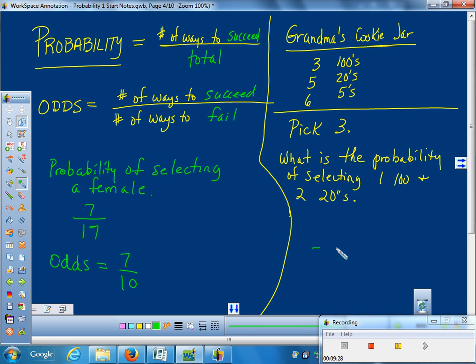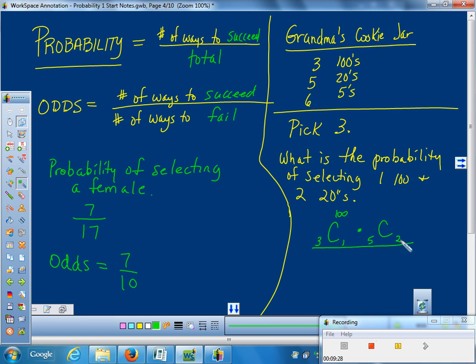Combinations. If you recall, most probability problems are worked with combinations. So you go, okay, pick a $100 bill. How many do you have? 3. How many do you want to pick? 1. That's the $100 bill. Then I also need to pick 2 $20s. So how many $20s do I have? 5, and I want to pick 2 of them.